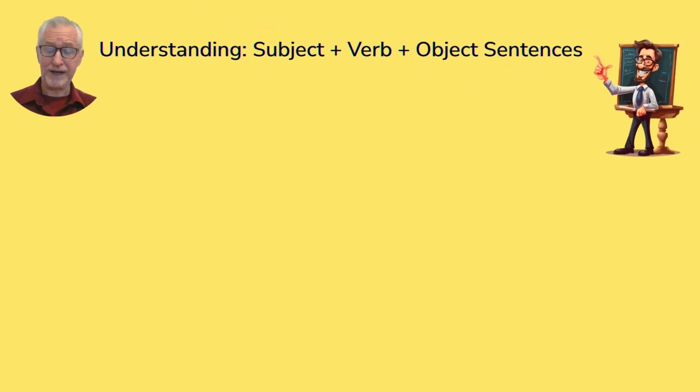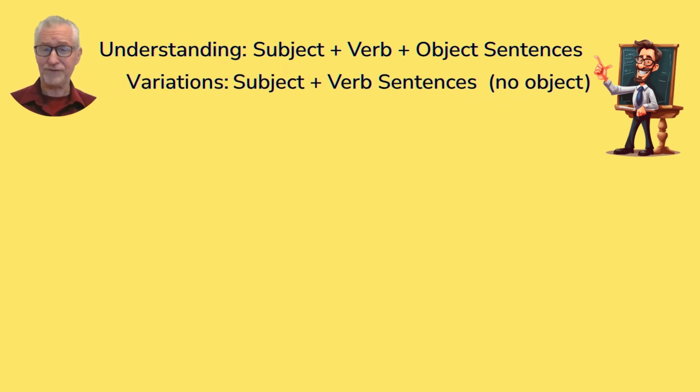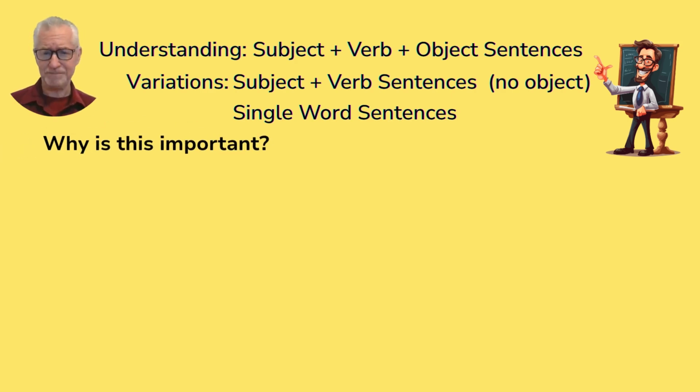In this video, we're going to look at understanding subject, verb, and object sentences. So that's sentences that have a subject, a verb, and an object. But we're also going to look at variations where there's a subject and a verb, so no object, and single word sentences, which don't appear to have either a subject or an object. So why is this important?